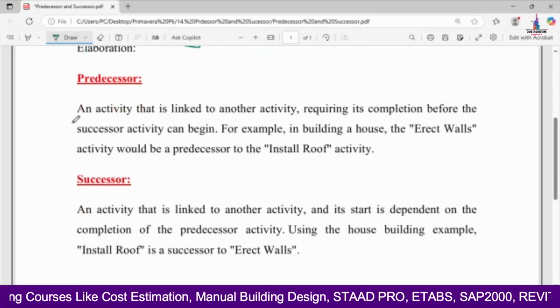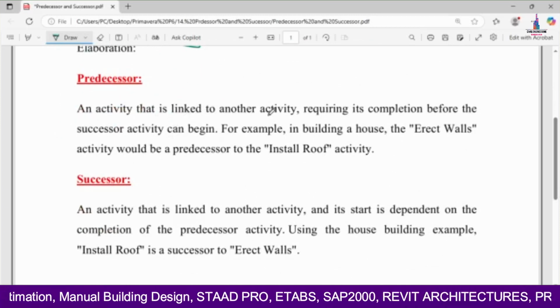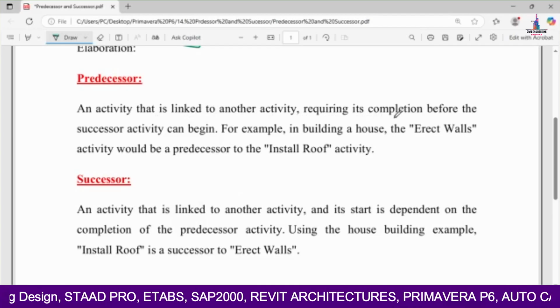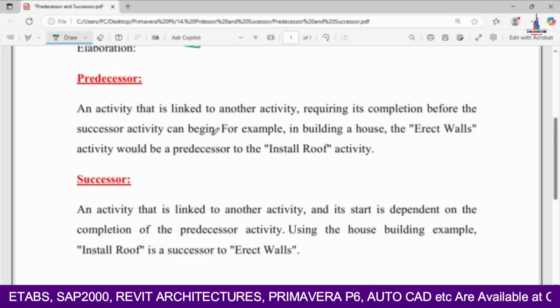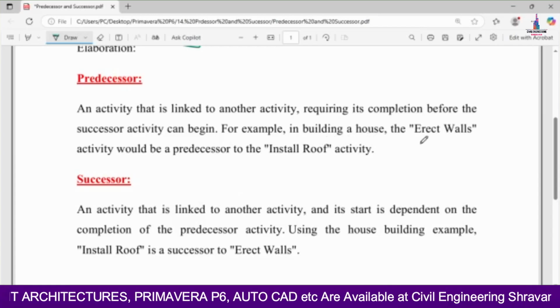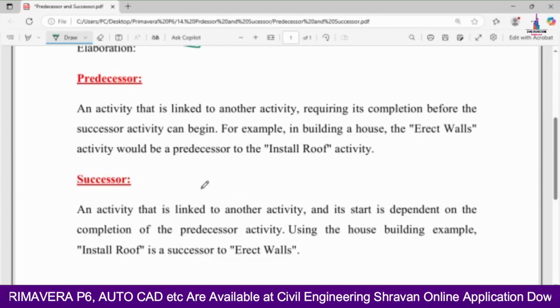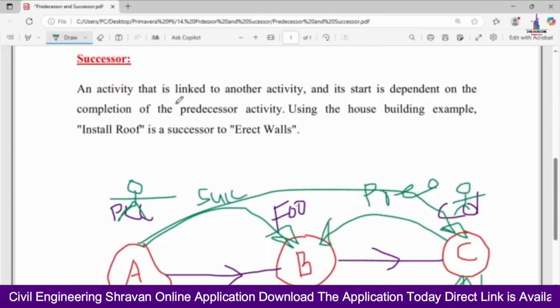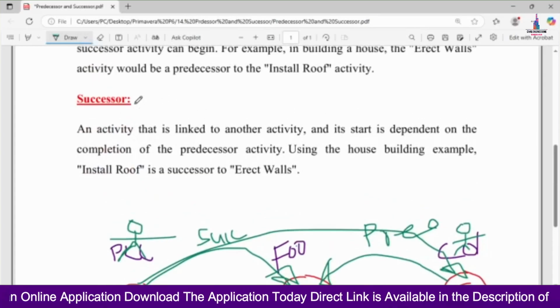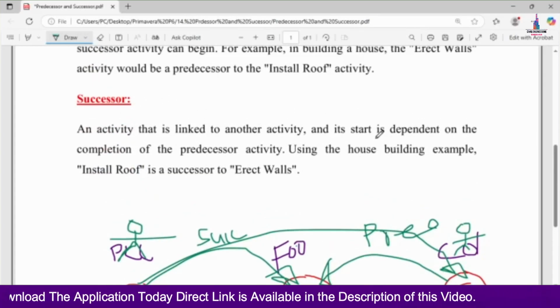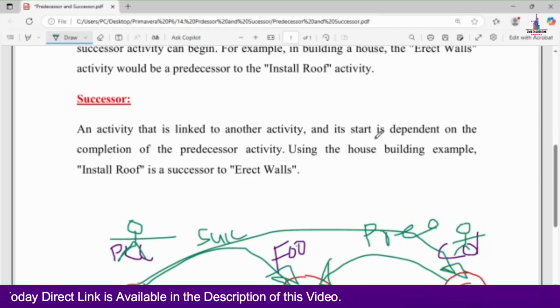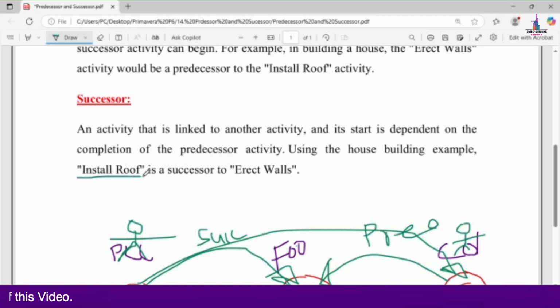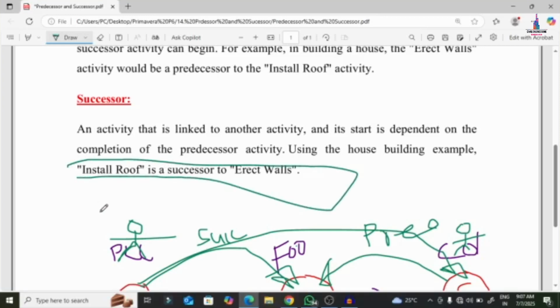Next, a predecessor activity is an activity linked to another activity, requiring its completion before the successor activity can begin. For example, in building a house, erecting the wall would be the predecessor to the installation of the roof. This is the predecessor activity. The second one is a successor activity, an activity that is linked to another activity and depends on completion of the predecessor activity. Using the house building example, installation of the roof is the successor for erecting the wall. Installation of the roof is the successor for erecting of walls.